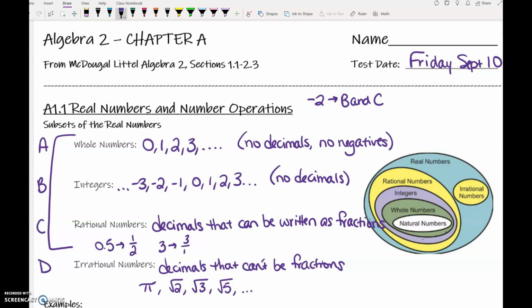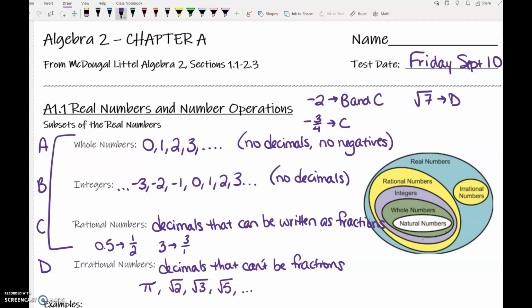What if I gave you the number -3/4? That would just be C. If I gave you the square root of 7, the square root of 7 would just be D. It's a decimal that keeps on going, doesn't terminate, doesn't repeat, can't be changed to a fraction. So when in doubt, put the number into your calculator, try to change it to a fraction. If your calculator won't do it, it's an irrational number.